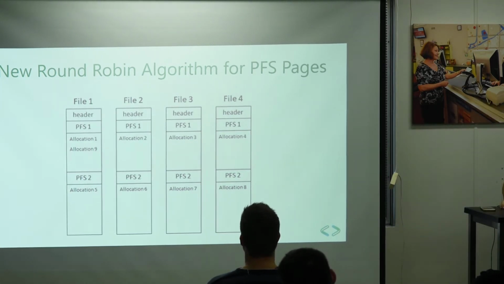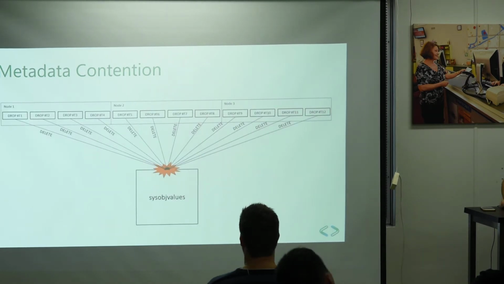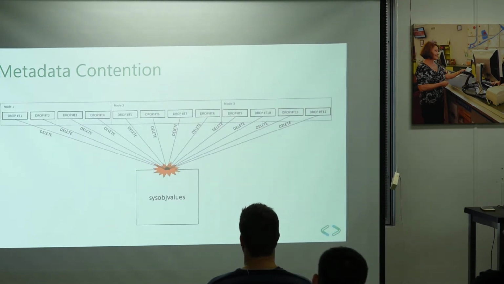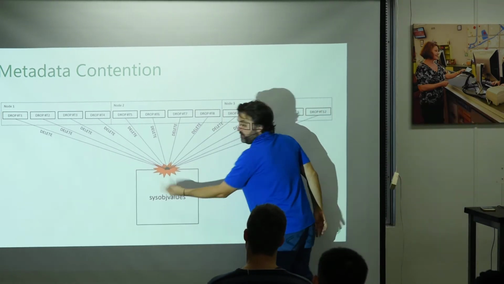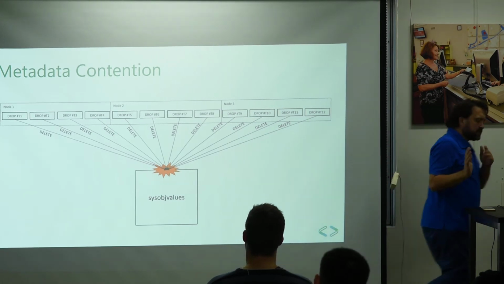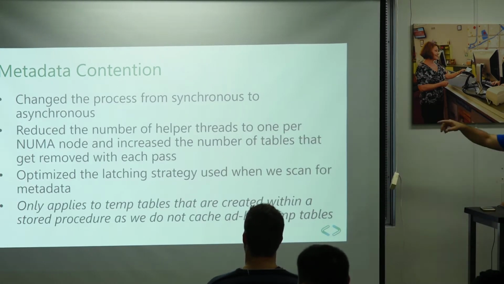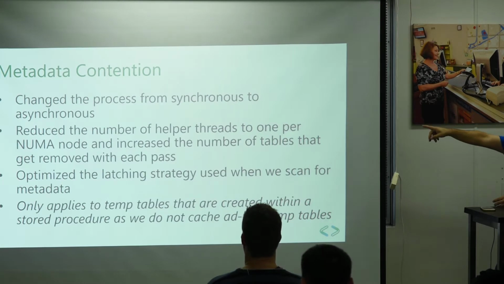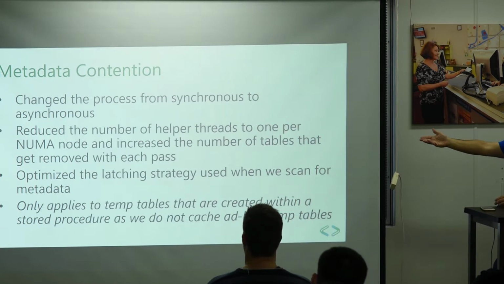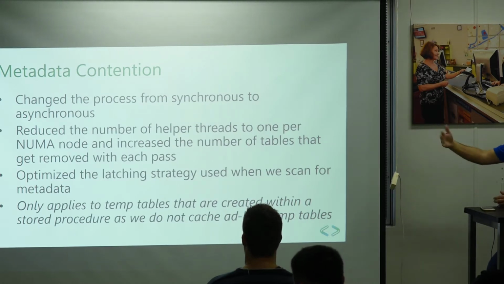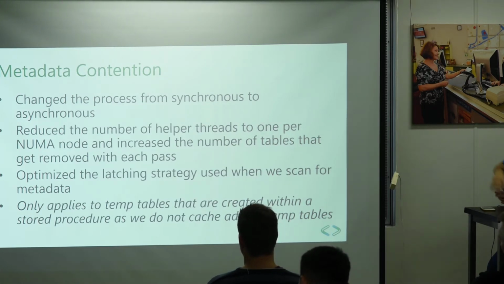The other thing they did was they saw that if you've got this pattern of creating and destroying temporary tables, this is just metadata contention, with the object names and things like that, you've got another hotspot in the sysobjvalues table. So again, they've just improved some things. I said I don't want to spend too much time on this. You can see they changed the process from being synchronous to asynchronous in this particular case. They reduced the number of helper threads to 1 per NUMA node, but increased the number of tables that get removed in each pass. So again, just some optimizations with how it works in the background.